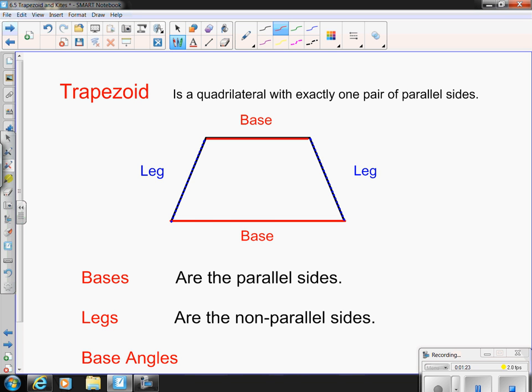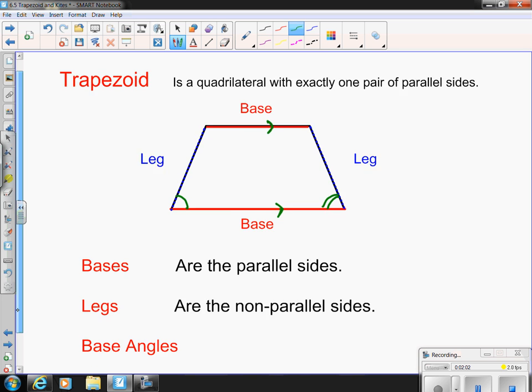In a trapezoid, the two parallel sides are called the bases, and the legs are the non-parallel sides. The base angles would be the two angles off of the base. Now these could be congruent, they might not be, but they're off the same base. So these two are not the base angles. Here's another set of base angles on the top, because the base is not just on the bottom.